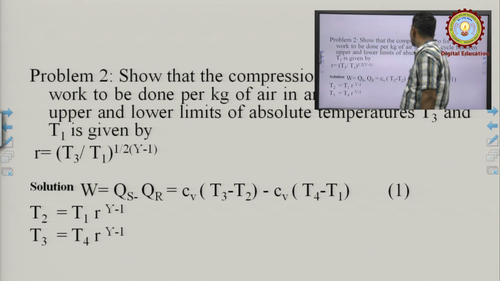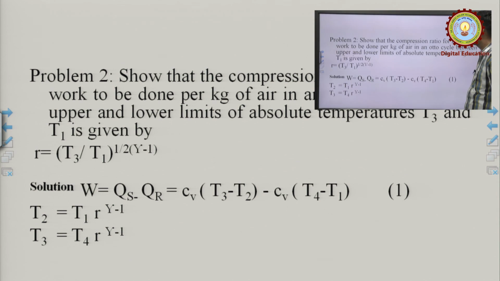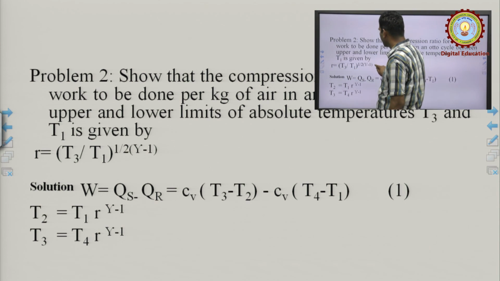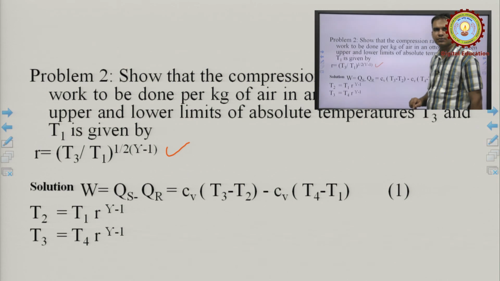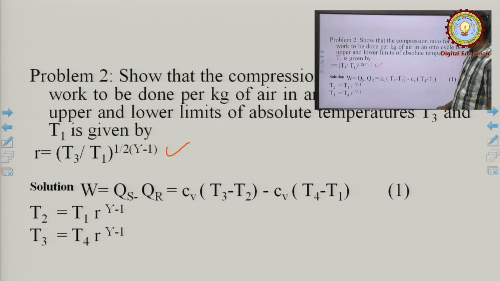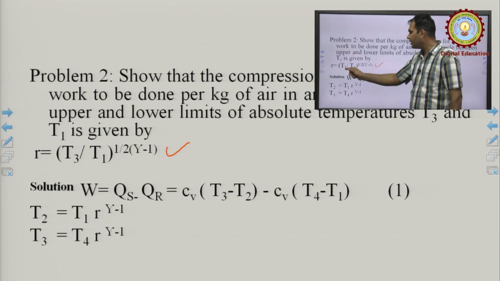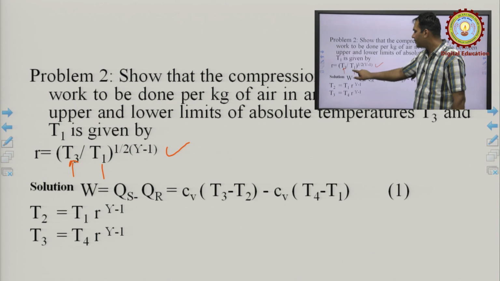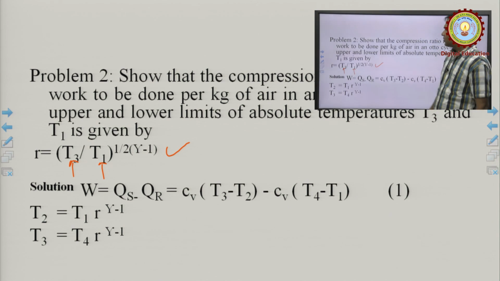Second question: show that the compression ratio for maximum work done per kg of air in an Otto cycle between upper and lower limits T3 and T1 is given by this relation. R is equal to (T3 by T1) raised to the power 1 by 2(gamma minus 1). So, this we have to prove. The compression ratio is given by T3 by T1 raised to the power 1 by 2(gamma minus 1), where T3 is the maximum temperature and T1 is the minimum temperature.